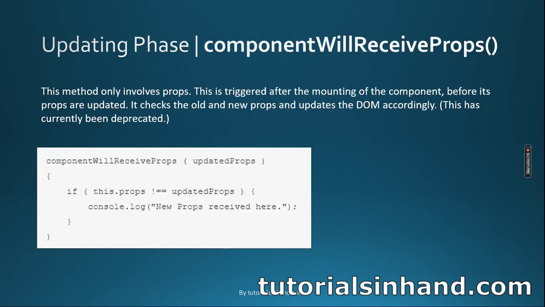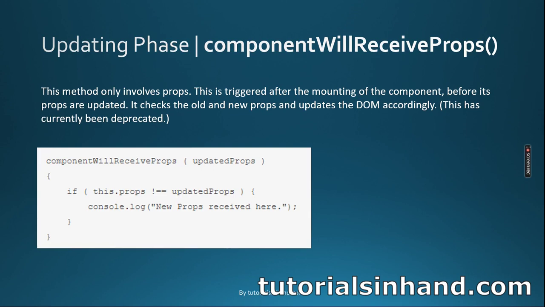First we will start with the componentWillReceiveProps method. This method only involves props. This is triggered after the mounting of the component, before its props are updated. It checks the old and new props and updates the DOM accordingly.